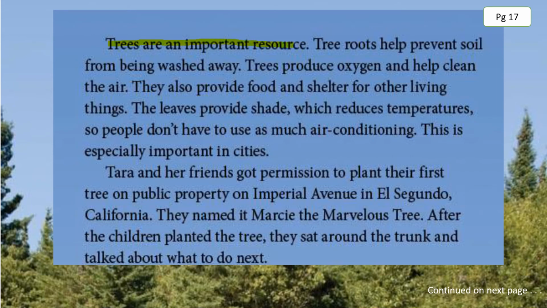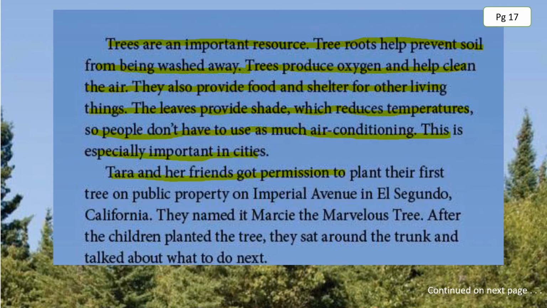Trees are an important resource. Tree roots help prevent soil from being washed away. Trees produce oxygen and help clean the air. They also provide food and shelter for other living things. The leaves provide shade, which reduces temperatures, so people don't have to use as much air conditioning. This is especially important in cities.